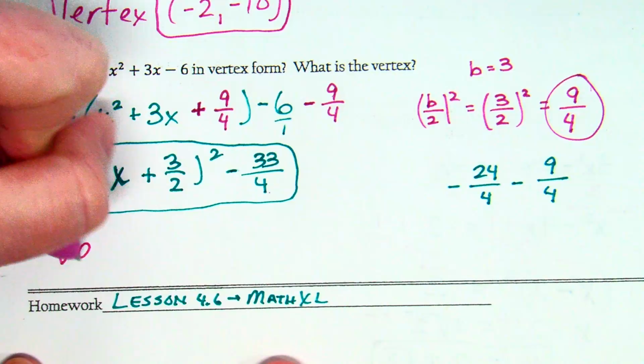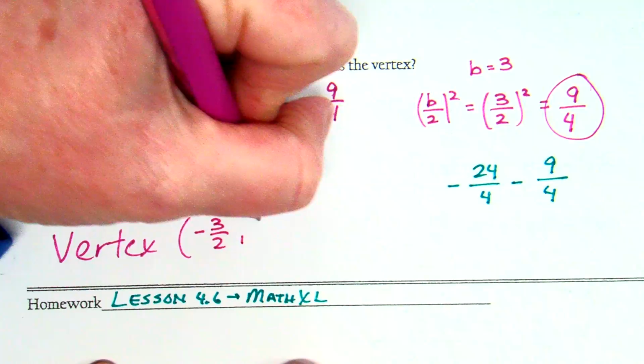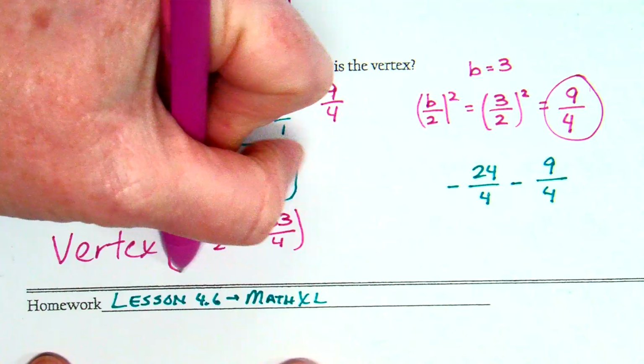And final answer, what is my vertex? -3/2, -33/4.